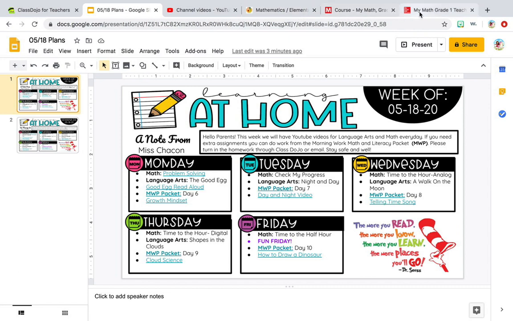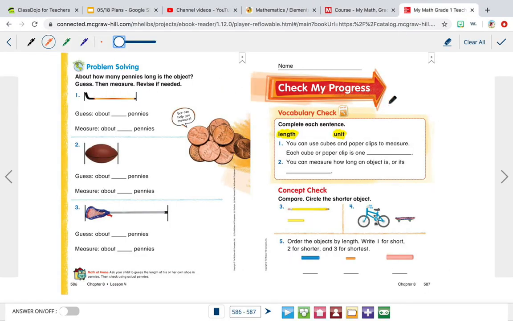Sorry about that. Okay. So, we're doing Check My Progress, and remember, Check My Progress is not like a test. It's going over what we've already learned, and it's just checking to see that we've learned everything and that we're on the right track, okay? So here's the vocabulary check, and here's the words we've learned. We've learned the words length and unit. So I'm going to read this, and tell me which one makes more sense, okay?